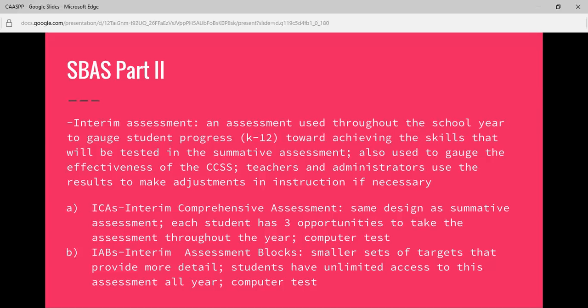So there are 2 types of interim assessments. The first is ICAs, or interim comprehensive assessments. These are designed the same way as the summative assessments. They're computer-based with a wide variety of question types. Students can only take ICAs 3 times throughout the school year. The other type of interim assessment are IABs, or interim assessment blocks, and students can take this assessment an unlimited number of times throughout the year. This assessment has smaller sets of targets to test that provide more detail in the areas students excel or need to work on. This is also a computer-based test used to adjust instruction if necessary.